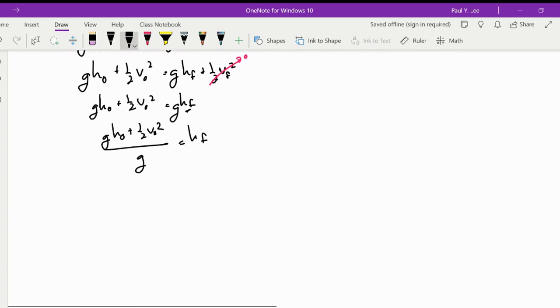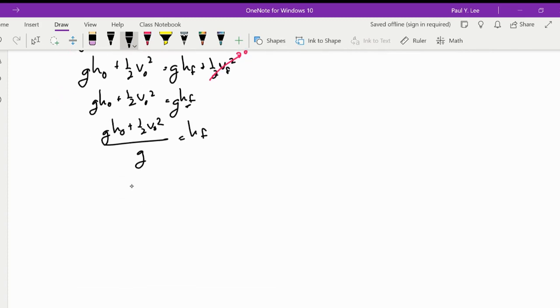If you want to be really good about your algebra, you can clean this even more. We can say g times h initial divided by g gives us h initial. 1/2 v initial squared divided by g gives us 1/2 v initial squared divided by g, like this. And at this moment, we can plug in our numbers.